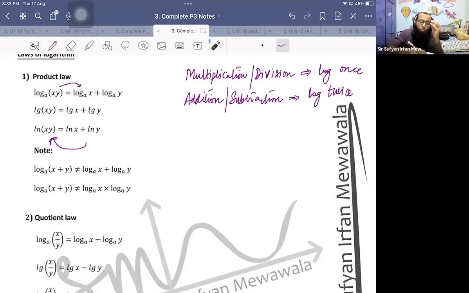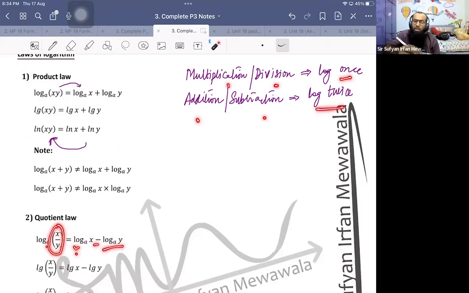Multiplication gets converted to addition and addition gets converted to multiplication. But we need to know one thing. In the multiplication form, the log is just once. In the addition form, log is twice. Similarly, division gets converted to subtraction and subtraction gets converted to division. But the division form has log once and the subtraction form has log twice. So multiplication, division, log once. Addition, subtraction, log twice.